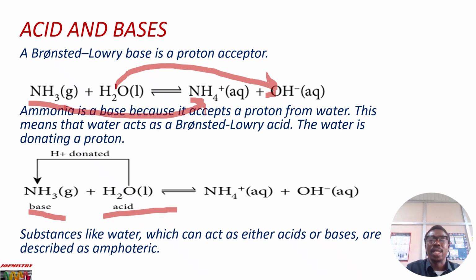For such substances like water, if water reacts with an acid, it will act as a Bronsted-Lowry base. But when it reacts with a base, it will act as what? A Bronsted-Lowry acid. So substances like water, I will call amphoteric substances. So based on the Bronsted-Lowry definition, an acid is a proton donor, while a base is a proton acceptor. And we have what we call amphoteric substances that can act as a Bronsted-Lowry acid and also as a Bronsted-Lowry base.